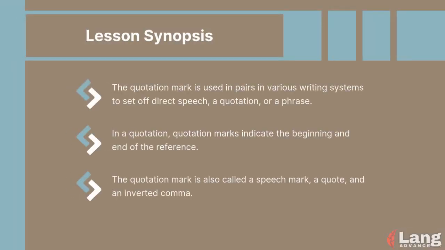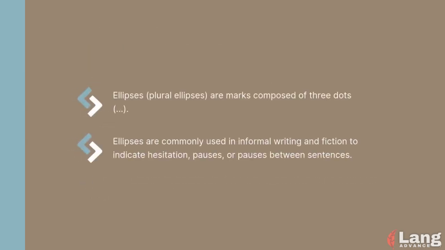Lesson synopsis. The quotation mark is used in pairs in various writing systems to set off direct speech, a quotation, or a phrase. In a quotation, quotation marks indicate the beginning and end of the reference. The quotation mark is also called a speech mark, a quote, and an inverted comma. Ellipses, plural of ellipsis, are marks composed of 3 dots. Ellipses are commonly used in informal writing and fiction to indicate hesitation, pauses, or pause between sentences.